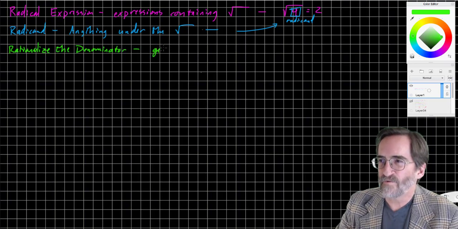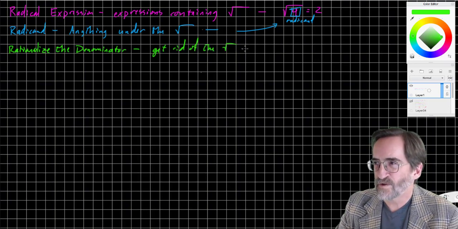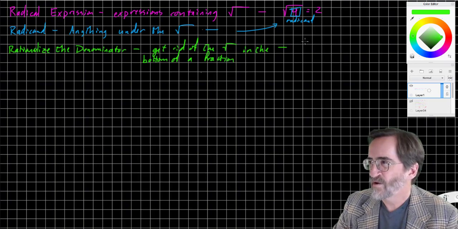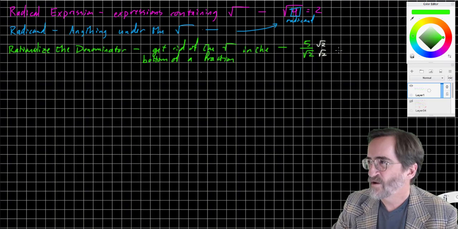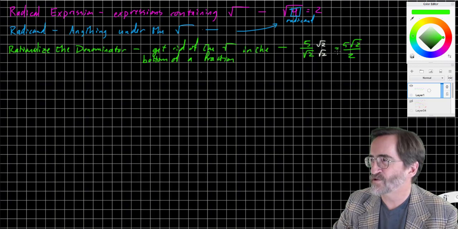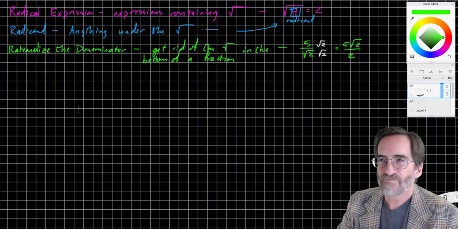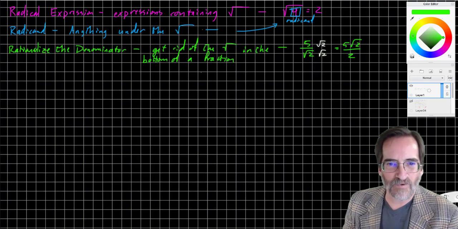That is to get rid of the square root in the bottom of a fraction. Example, 5 divided by square root 2. We multiply top and bottom by square root 2. And we get 5 root 2 over 2 because the square root times itself is just itself. Rationalize the denominator. That's it for Lesson 1.